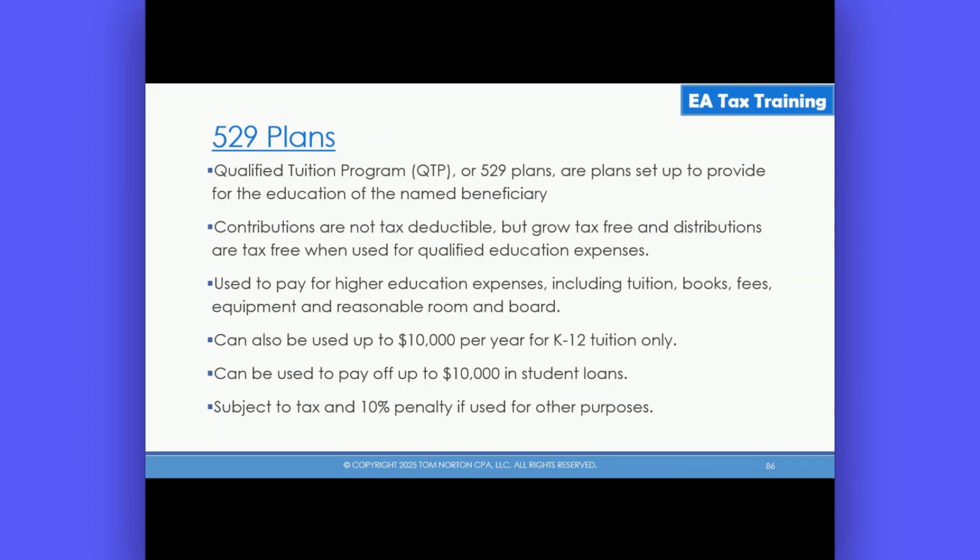If you take the money out for a purpose other than qualified education expenses, then you will have to pay tax on that amount and a 10% penalty.